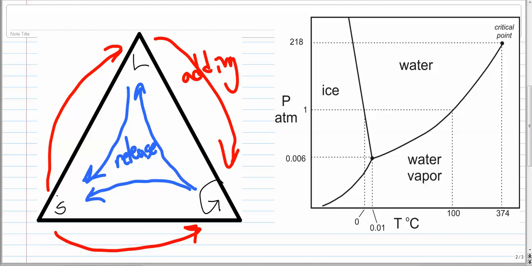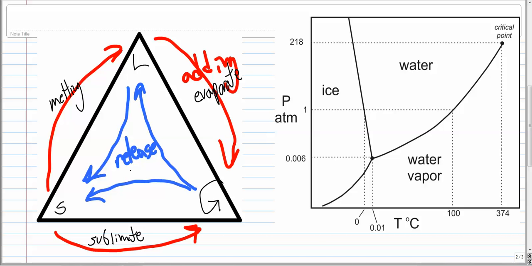Some of them were pretty simple, like from solid to liquid. We know that that is melting. From liquid to gas, that's either evaporating or boiling. And since we're not talking about temperatures that high, we're just going to talk about evaporating. And then if you go from a solid directly to a gas, that was called sublimation.